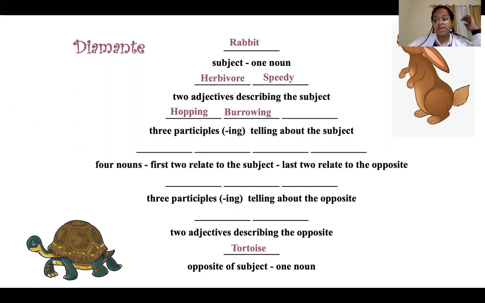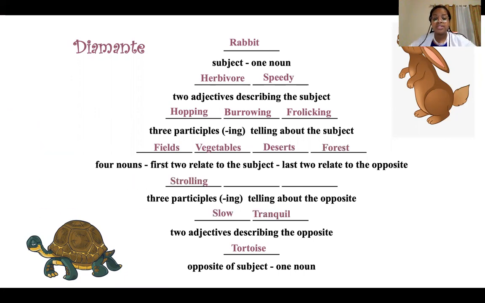Hopping, burrowing, and frolicking are my ing words. Fields and vegetables are my two nouns for that. And then I have tortoise, slow, and tranquil for the describing words. Strolling, resting, sleeping, because that's what tortoises do. And then deserts and forests, because that's where they live.